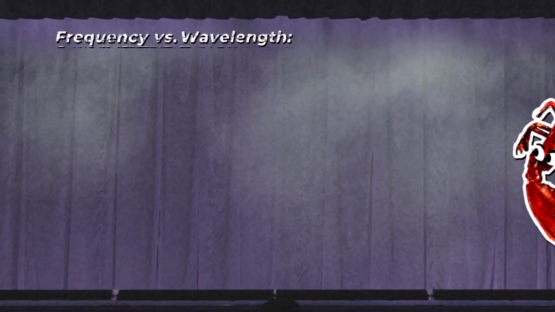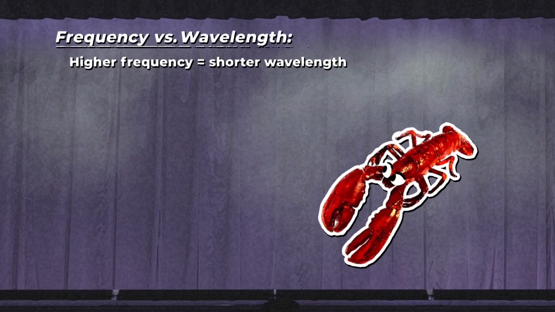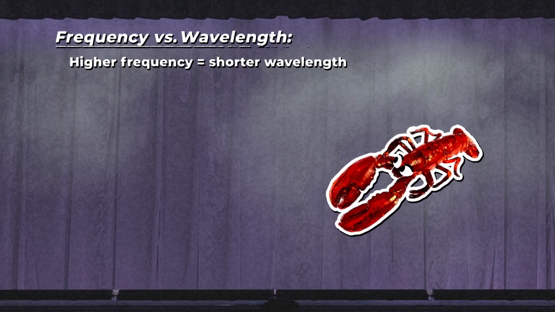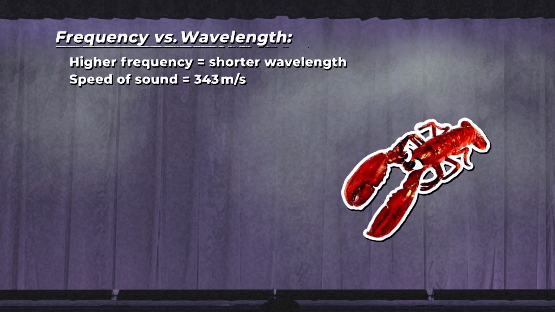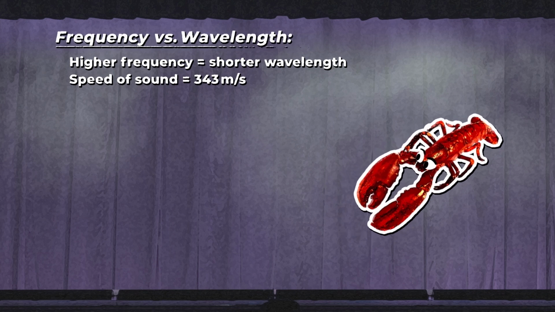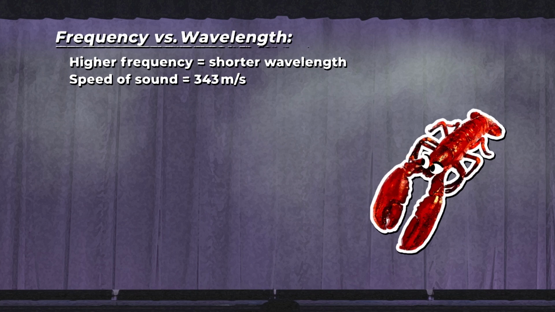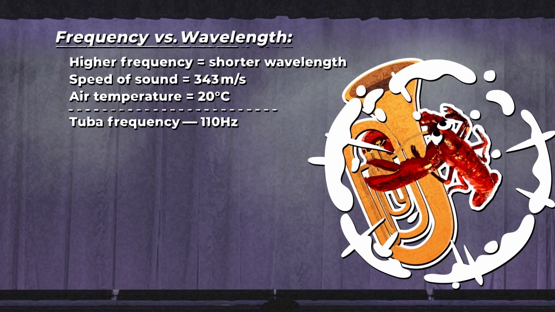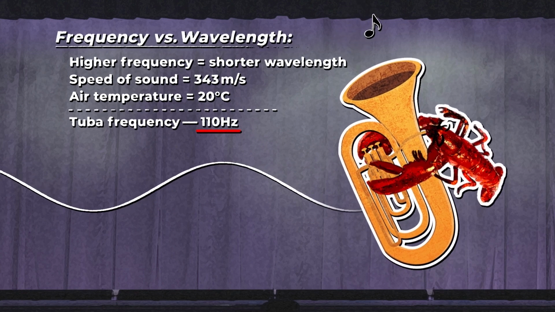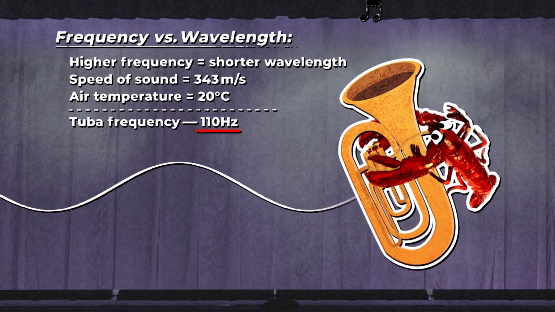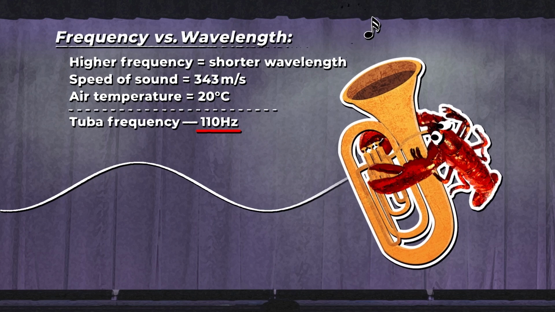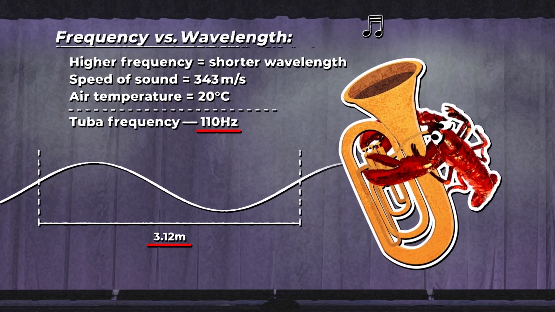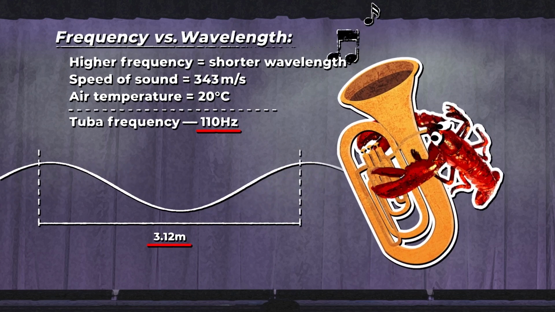Since the speed of sound in air is constant, if the frequency goes up, the wavelength has to go down. We will assume the sound is traveling at 343 meters per second if the air is about 20 degrees Celsius at room temperature. Let's start with the low note on a tuba at 110 hertz. The distance between the crests on the wave would be 3.12 meters.